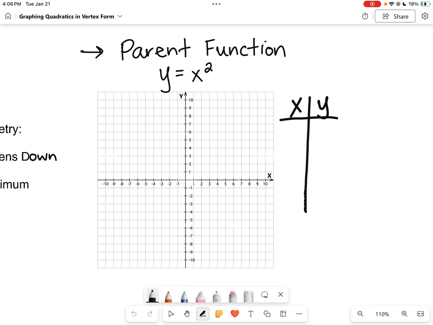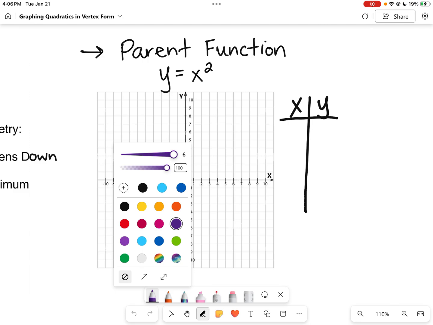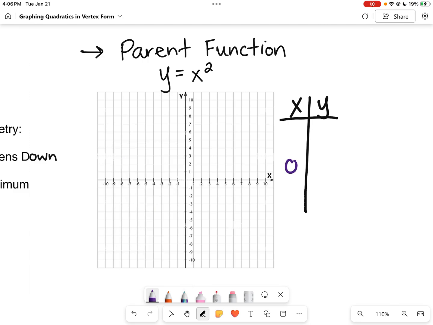So for values of x, I'm going to use just smaller numbers. I'm going to start at 0 so that we see what that looks like, and then I'm going to plug in a 1 and a 2. So when I do that, 0 gets plugged in for x. So 0 squared just means 0 times 0, which just gets me 0. If I plug in 1 for x, well, 1 squared just means 1 times 1, so that's 1. And then if I plug in 2 for x, well, 2 squared just means 2 times 2, or 4.